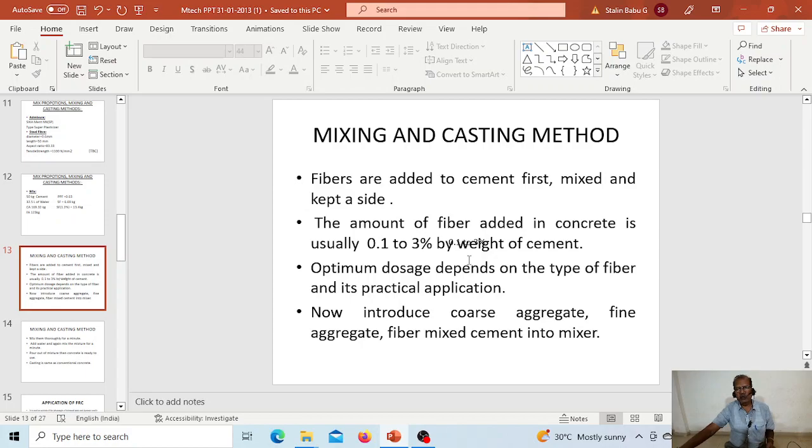Fibers are added to cement first, mixed and kept aside. After that, fiber is added to concrete, usually 0.1 to 3% by weight of cement. The optimum dosage depends on the type of fiber and its practical application. Now introduce the coarse aggregate, fine aggregate, and fiber-mixed cement into the mixture, as usual in conventional concrete.